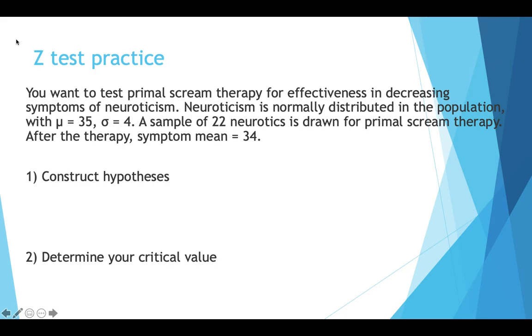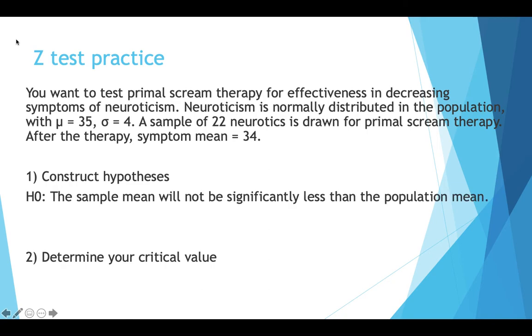You want to test primal scream therapy for effectiveness in decreasing symptoms of neuroticism. Neuroticism is normally distributed in the population with a mean of 35 and a standard deviation of 4. A sample of 22 neurotics is drawn for primal scream therapy. After therapy, the symptom mean is 34.